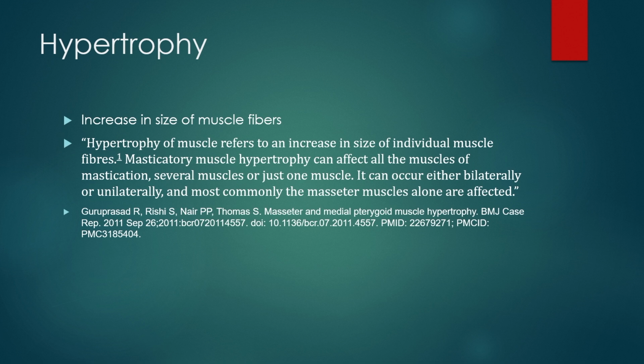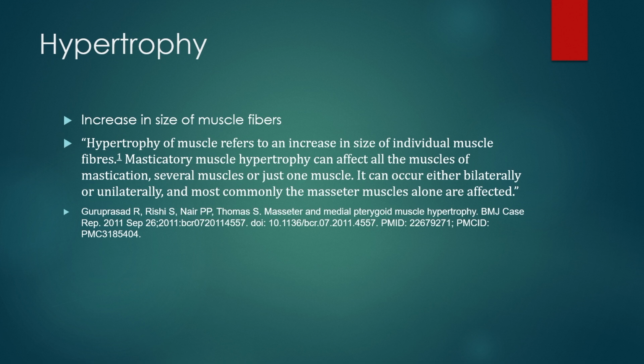So it's the increase in size of the individual fibers. It's not actually more fibers or more muscle. It's actually just bulking up that muscle. Okay? And it can happen in more than one muscle. Some people have it both in their temporalis and in their masseters. A lot of times it's more masseters than temporalis, but it's not just those muscles. Those are just the most commonly affected ones. So those are just the usual everyday things.